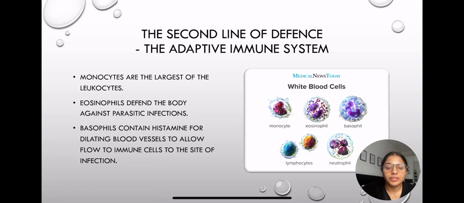The second line of defense, the adaptive immune system. Neutrophils are the most abundant white blood cells and are often the first to react to the site of infection or injury. These medium-sized cells attach to the walls of blood vessels and block germs from accessing the bloodstream. Monocytes become macrophages to carry out the phagocytosis process. Description of other immune cells can be seen on this slide here.